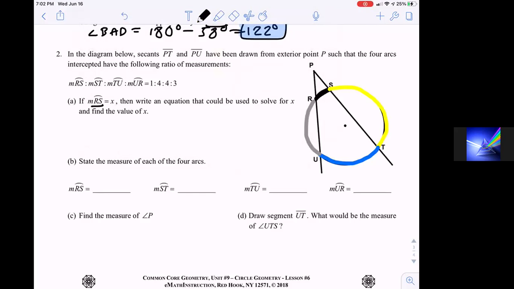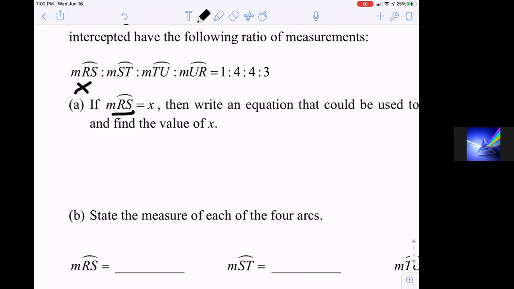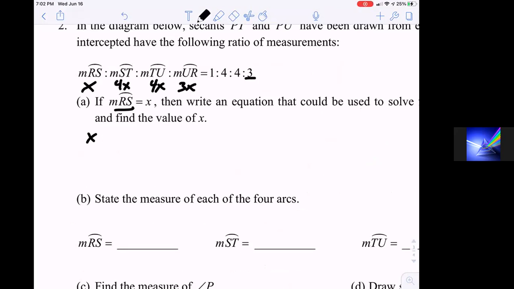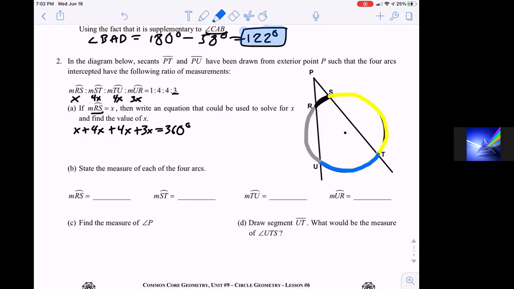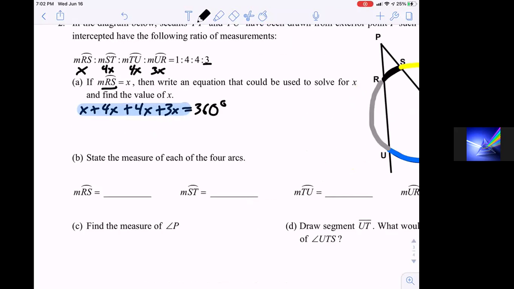Since we're letting RS equal x right here, and you can see that ST and TU are 4 times bigger than that, that means we're going to let these ones be 4x and 4x, both of them. And then we'll let this one be 3x because it's 3 times bigger. We're going to set x plus 4x plus 4x plus 3x equal to 360 degrees, because that is the full trip around the circle. All 4 arcs should add up to that. Adding those up, we get a total of 12x. So we get 12x equals 360, divided by 12, x equals 30.